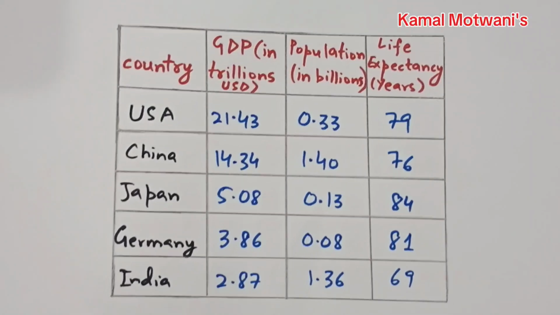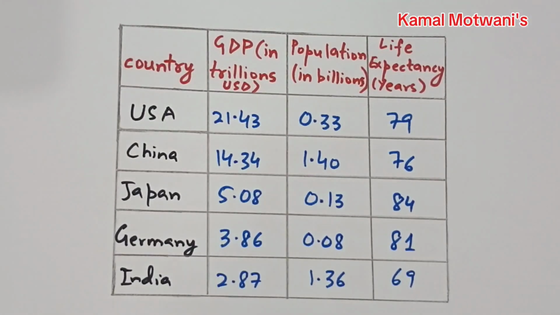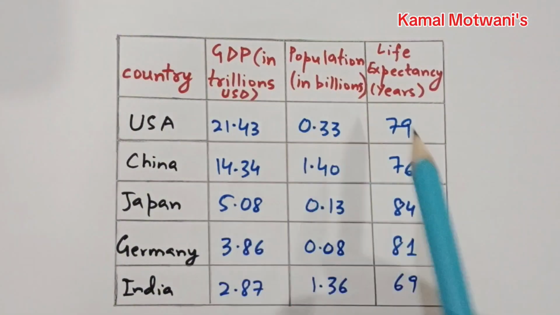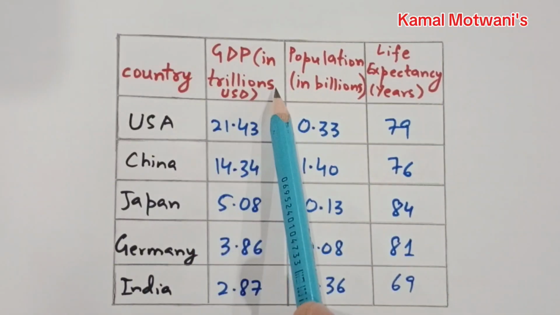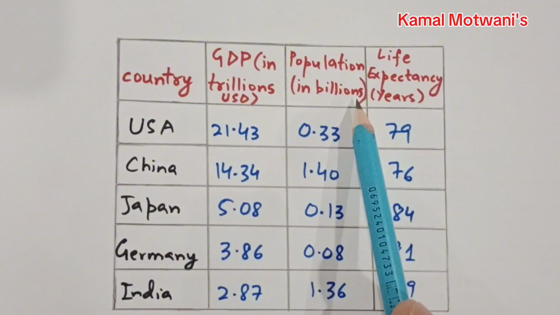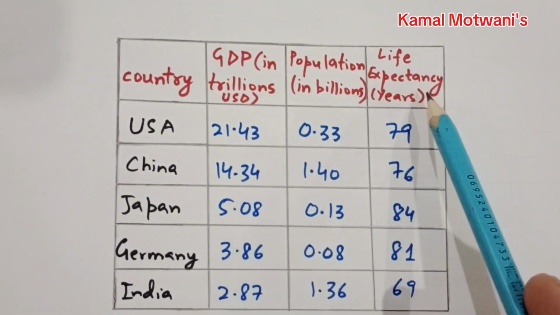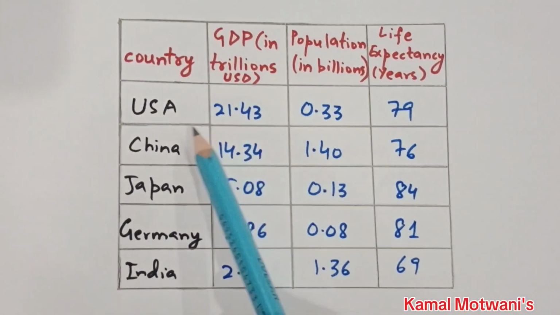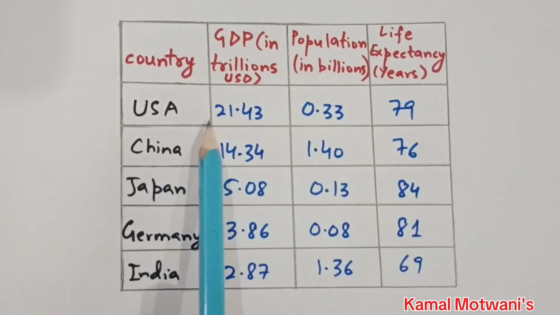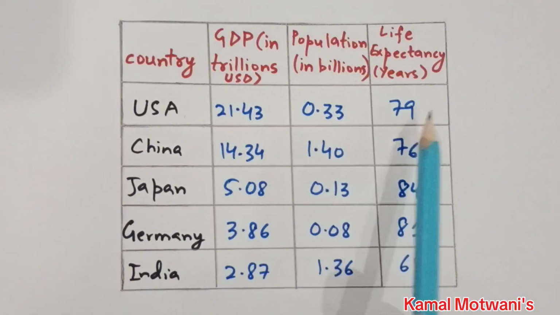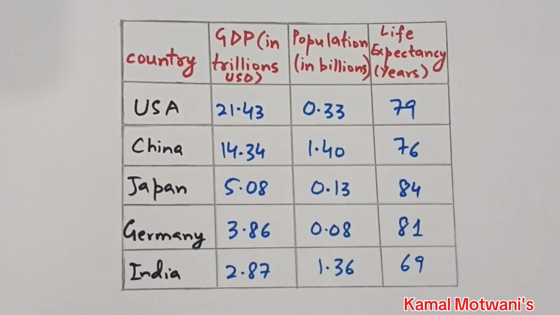So here is the table. Let's first interpret this table and then we will write this information in the structure that I have just discussed. So the table depicts the columns of country, the GDP in trillions of US dollars, then population in billions, then life expectancy in years. Here are 5 countries. What are they? They are US, China, Japan, Germany, India. There are the GDP, population and life expectancy in years for each of the countries.